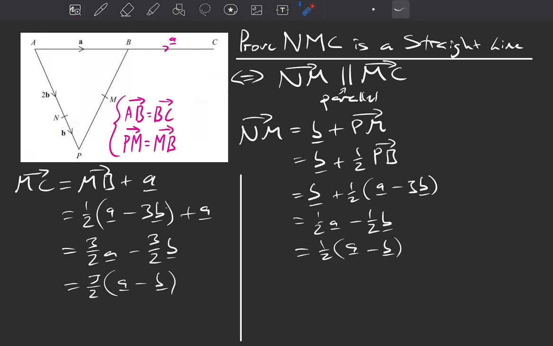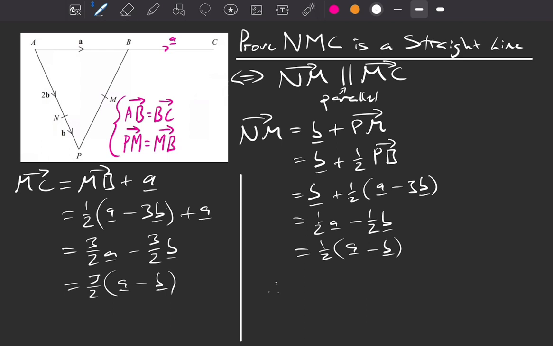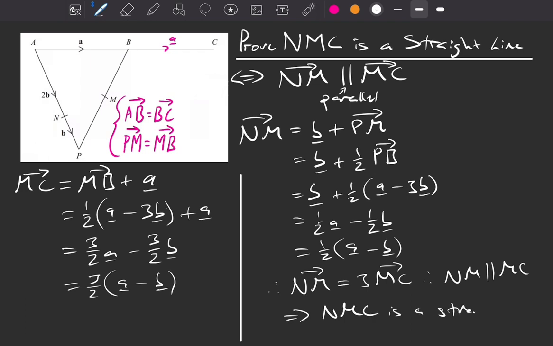Beautiful. So now when we look at MC and we look at NM, what we have is that they're both a multiple of A minus B. So, therefore, what we have is that N to M is equal to 3 times M to C. So they definitely are parallel. And because they're parallel, they are all in one straight line with each other because they also share a point. So that tells us that NMC is a straight line. Beautiful.